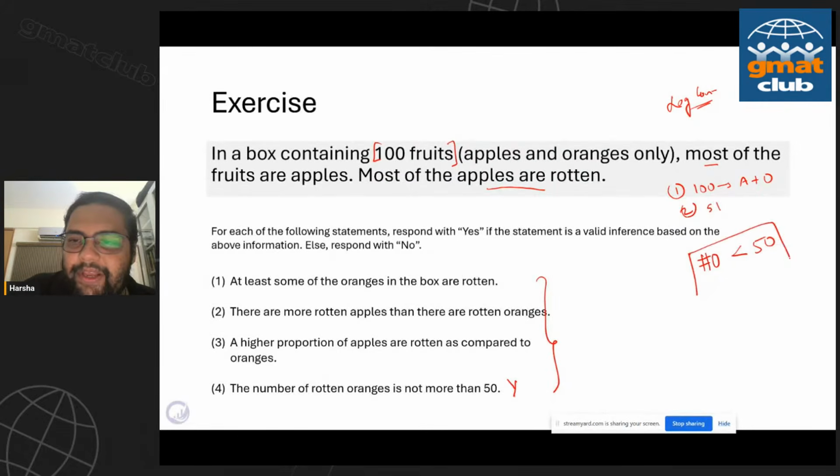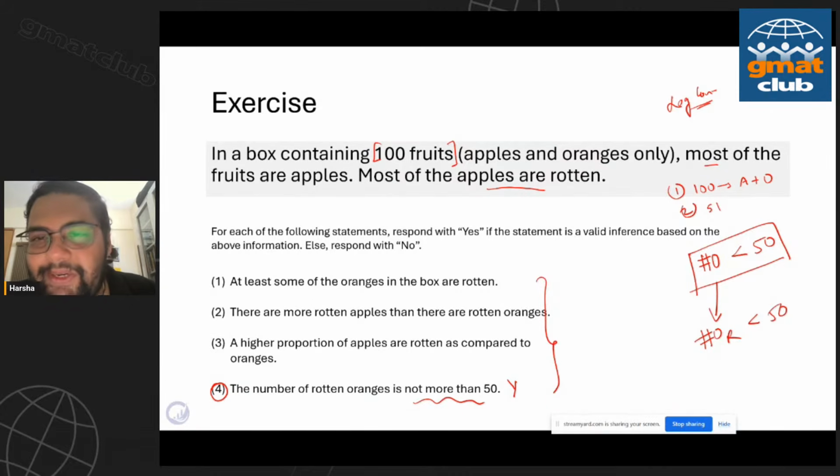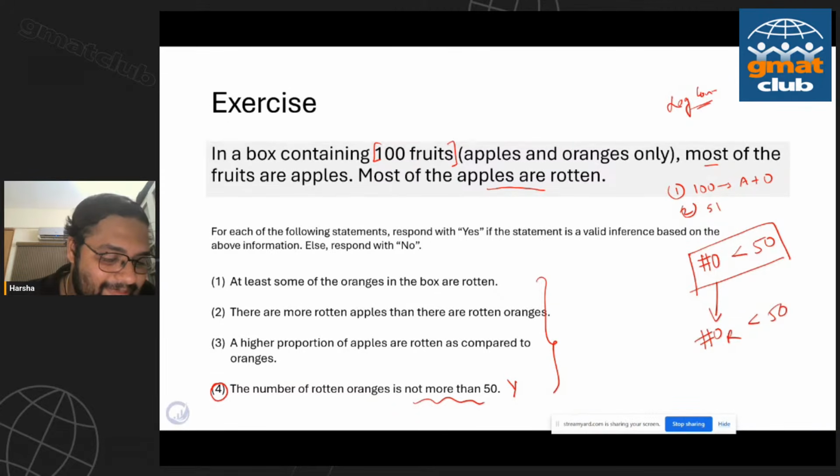Now here is a point. If the number of oranges is less than 50, how can the number of rotten oranges be greater than 50? It has to be a subset, right? Out of all the oranges, there are some perhaps which are rotten. If the number of oranges itself is less than 50, the number of rotten oranges has to be less than 50, right? Which actually makes this statement a yes. My finer point which I'm trying to make here is, don't just assume that if I give you information about entity X, there's nothing you can infer about entity Y. When there is a logical connection, you may be able to draw inferences, right?